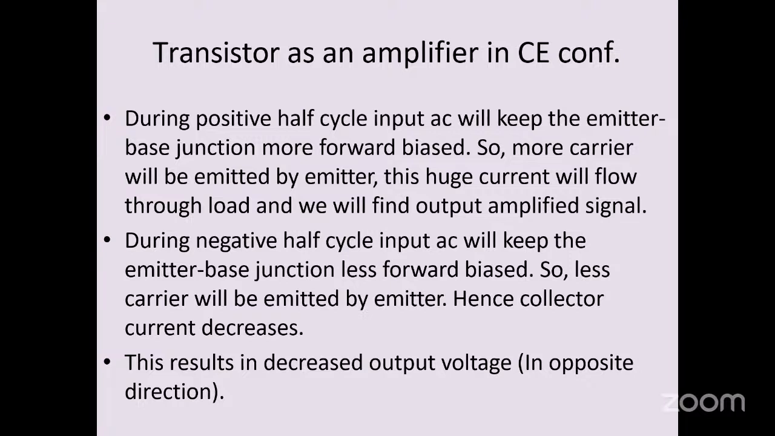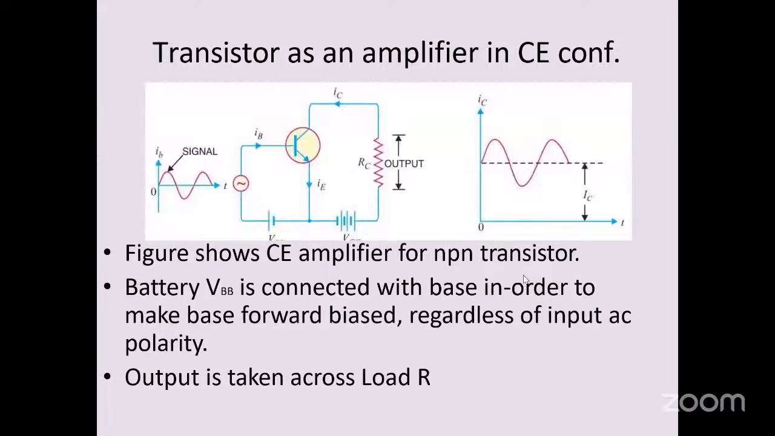Next, during the negative cycle, the input AC will keep the emitter base junction less forward biased, so that fewer carriers will be emitted by the emitter, hence the collector current decreases. Which may result in a decreased output voltage. So this is a CE configuration for an NPN transistor.